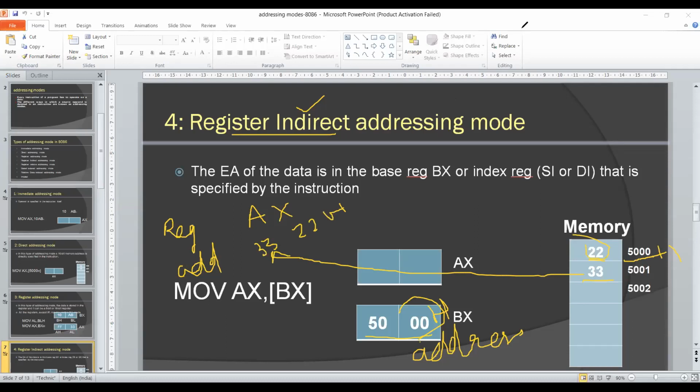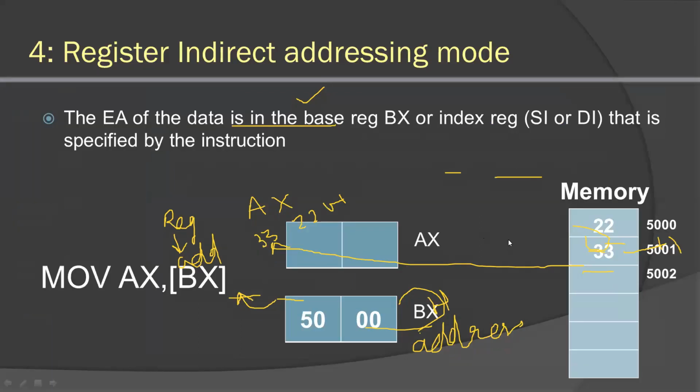Yes, ma'am. So after execution of this instruction, what will happen? The overall value of AX will be 3322. So 33 will be transferred to the higher byte and 22 to the lower byte. Clear? Now we need to calculate the physical address. Here we have considered the effective address. Now we need the physical address.